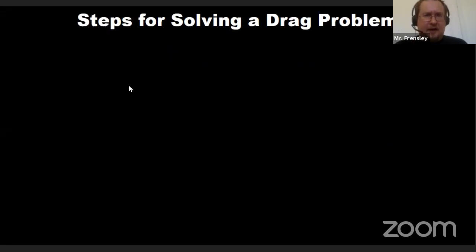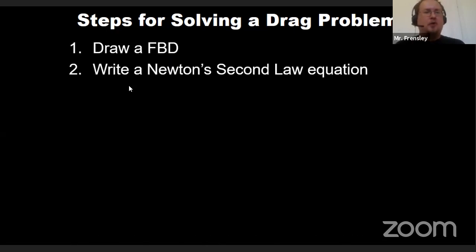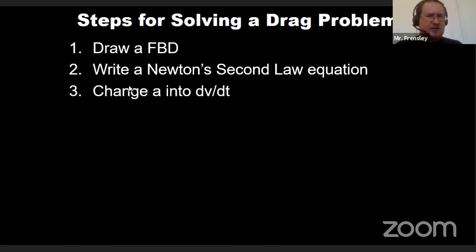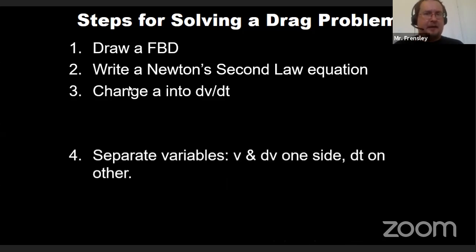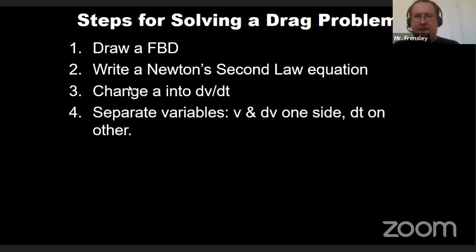All right, do not forget the 8 steps to solving a drag or air resistance problem. Draw a free body diagram. Write Newton's second law, the force helping minus the force against equals ma. Then change acceleration into dv/dt in order to make it a differential equation with v in terms of t. Then separate the v's and dv's to one side and the dt's to the other using basic algebra steps.